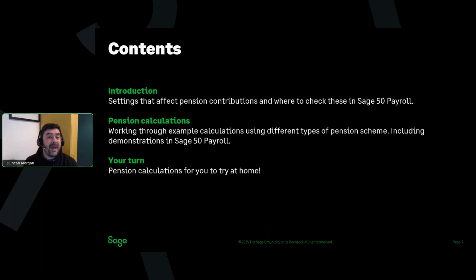We're then going to work through some example calculations, and we're going to show you that same scenario in Sage 50 Payroll. So you'll understand how the pension is calculated, and you'll also see that very same example in the payroll software with a scheme using those same settings. Once we've been through a number of examples, it'll be over to you. So your turn to get your grey matter working this Friday morning, and a couple of pension calculations for you to try at home. So if you've got a calculator to hand on your phone, anything like that might come in handy for that section.